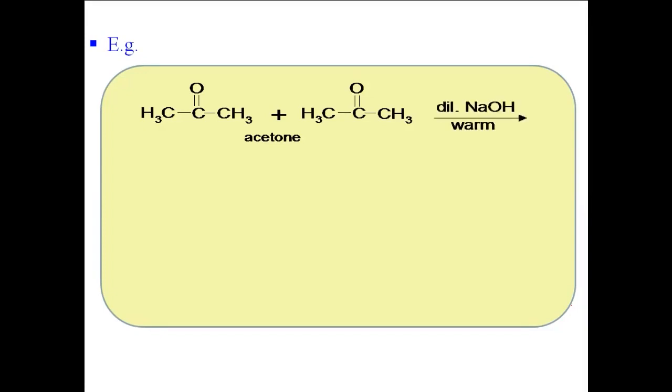Now let us see one more example. Consider the example of ketone, acetone, CH3 C double bond O CH3. Okay, this is acetone. When acetone is warmed with dilute alkali, here also that acetone molecule undergoes self-condensation, means 2 molecules of acetone participate in the reaction.